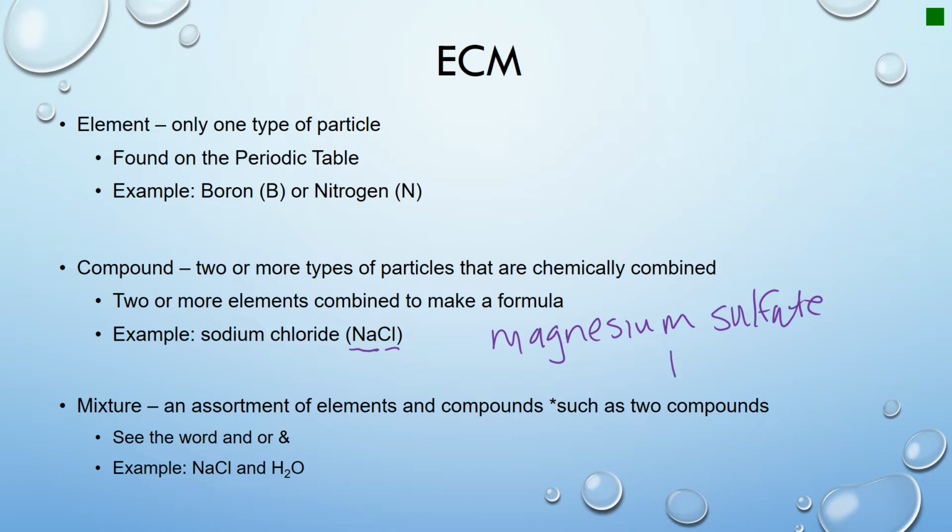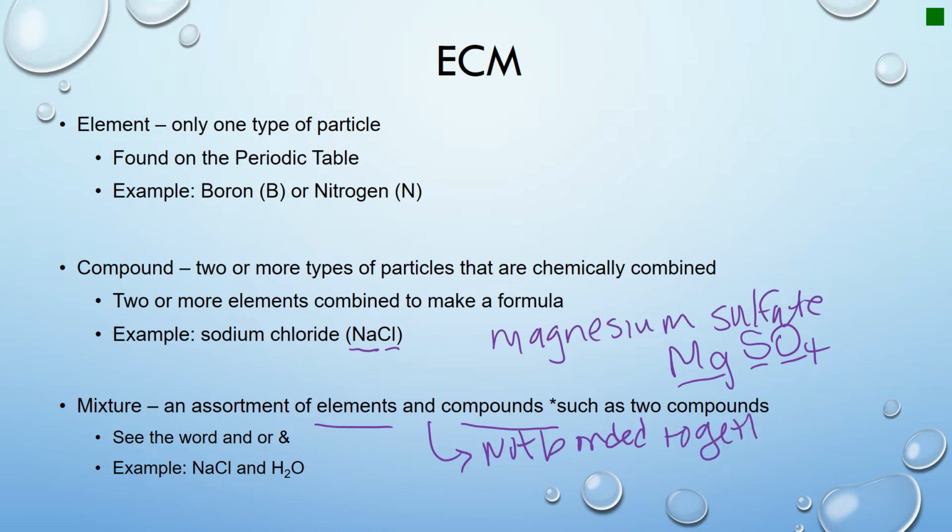The formula for magnesium sulfate is Mg with a capital S, a capital O, and a 4 after the O. So what that's telling me is that there's actually 3 different elements, and I know that because I see multiple capital letters. And a mixture is an assortment of elements and compounds. You could have two compounds, you could have two elements, but the key word is that these are not bonded together. They're not bonded together.